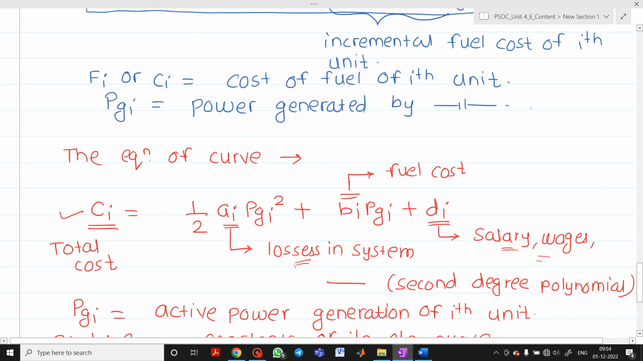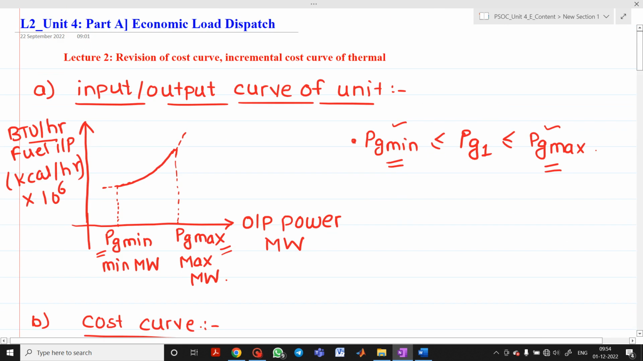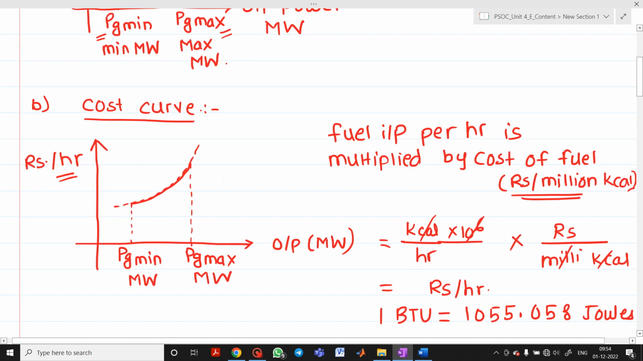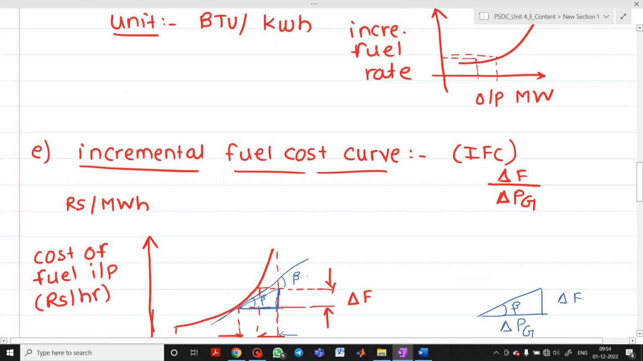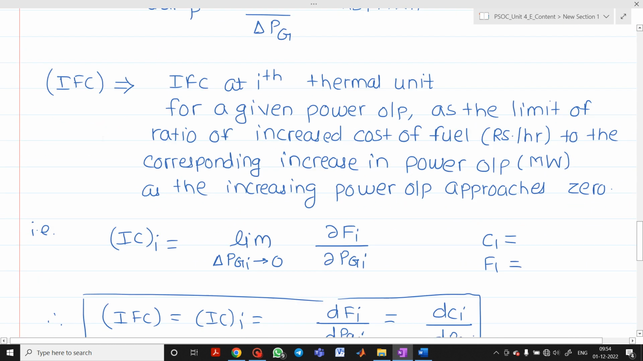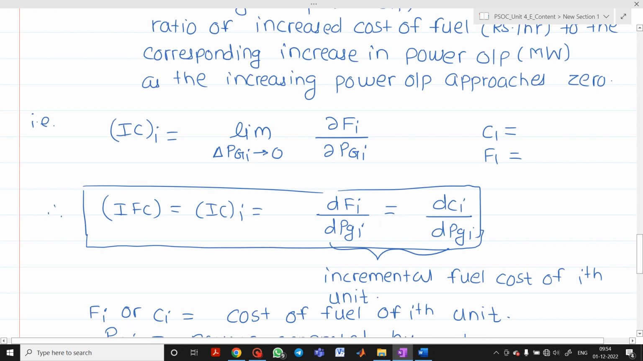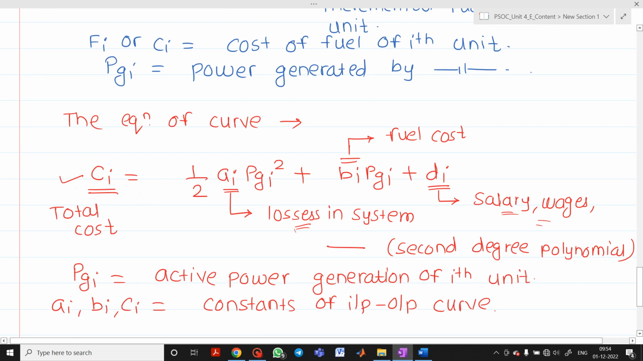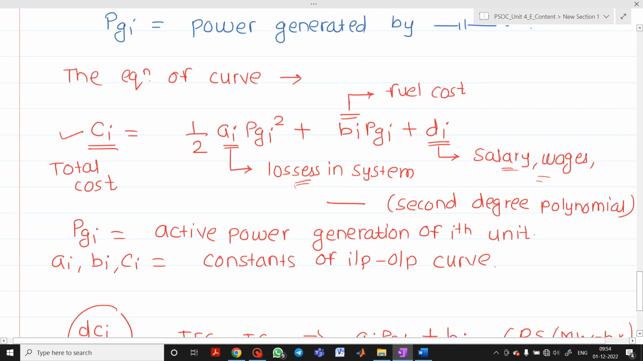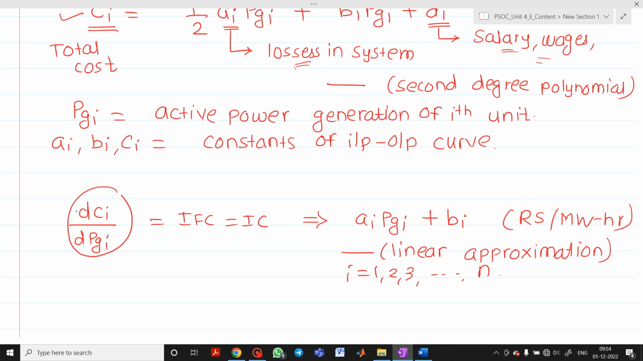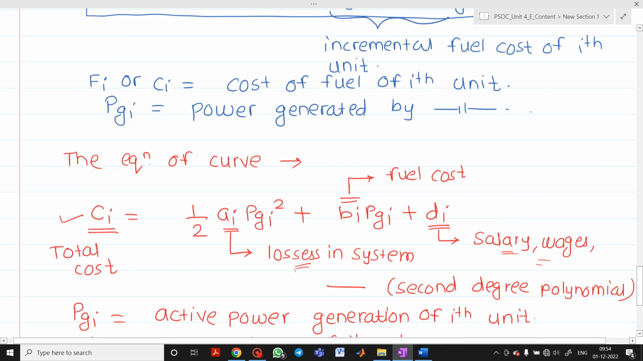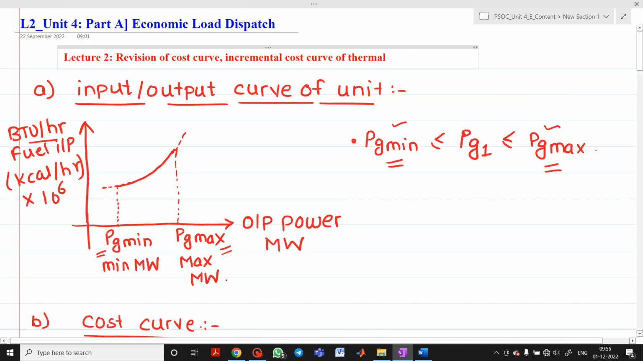So in this topic we have discussed a few important definitions: the input output curve of a unit, cost curve, heat rate curve, incremental fuel heat rate curve, incremental fuel cost curve, and the meaning of incremental fuel cost, IFC, its definition and its mathematical expression. Then what is the cost equation associated with that curve? Ci equal to half Ai PGI square plus Bi PGI plus Di, and how are we going to find the IFC from this curve. So this is the revision of the cost curve and incremental cost curve of a thermal unit.